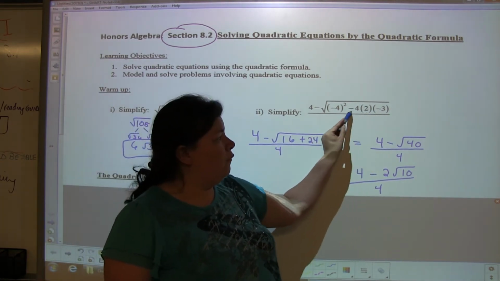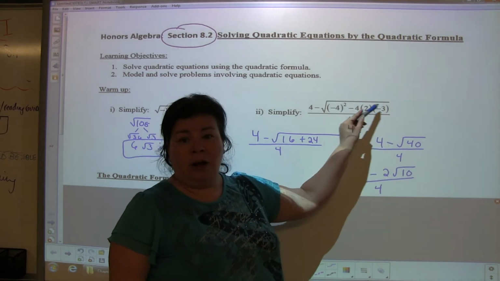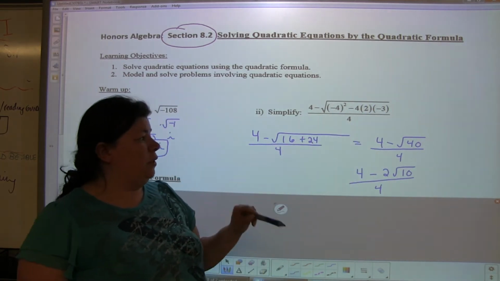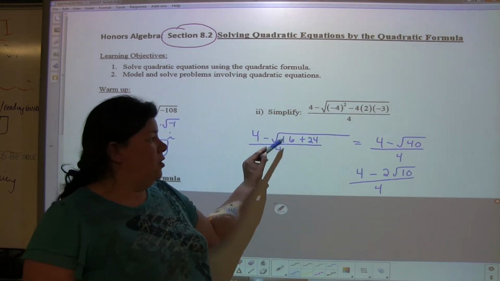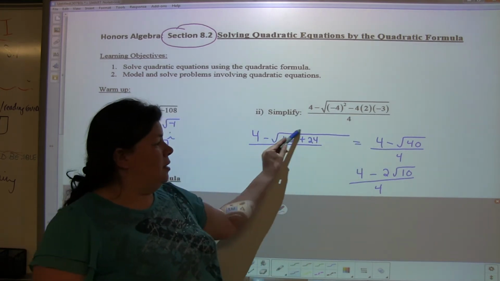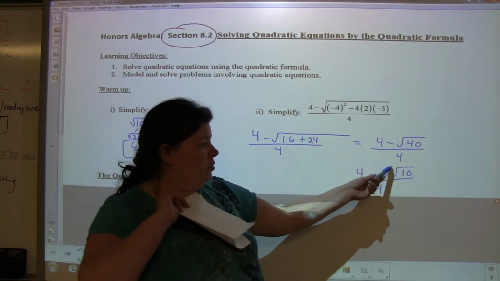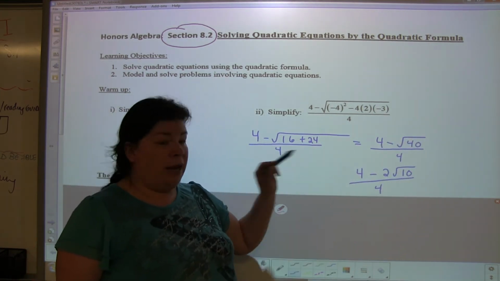So from this point on, if you have an even number of negatives, you're going to have a positive. So we should get positive 24 all over 4. So we have 4 minus square root of 16 plus 24, which is square root of 40, all over 4. And we get down to 2 root 10, but we're not done.